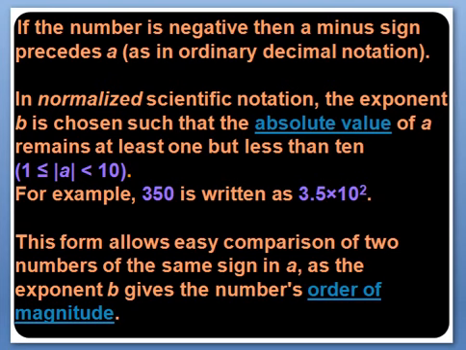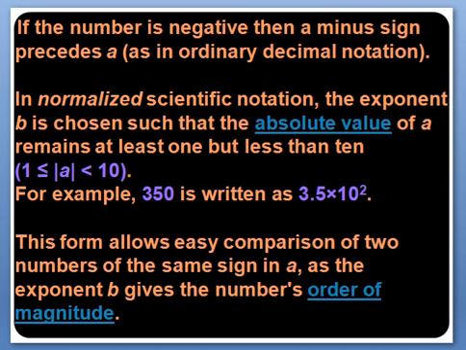In normalized scientific notation, the exponent b is chosen such that the absolute value of a remains at least 1 but less than 10, that is, a is greater than or equal to 1 and less than 10. For example, 350 is written as 3.5 into 10 raised to the power of 2. This is the standard form.